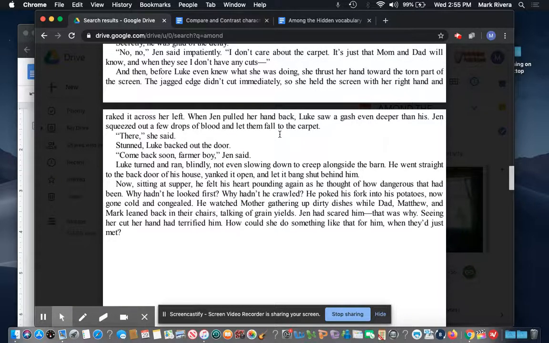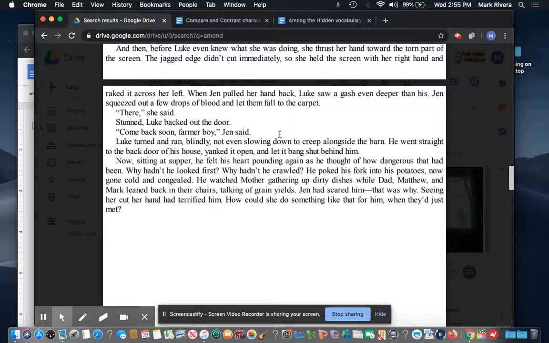Come back soon, farmer boy, Jen said. Luke turned and ran, blindly, not even slowing down to creep alongside the barn. He went straight to the back door of his house, yanked it open, and let it bang shut behind him. Now, sitting at supper, he felt his heart pounding again as he thought of how dangerous that had been. Why hadn't he looked first? Why hadn't he crawled? He poked his fork into the potatoes, now gone cold and congealed.